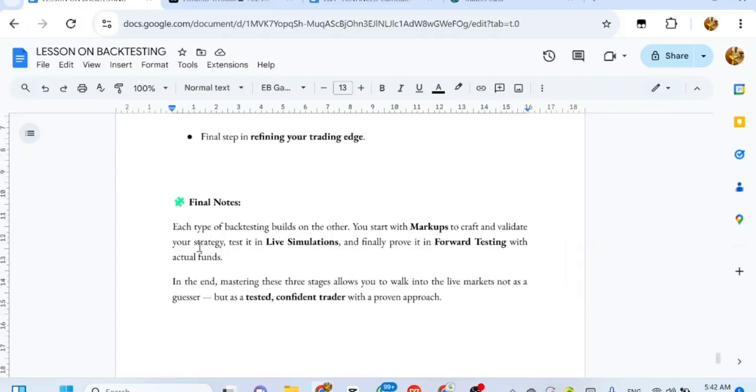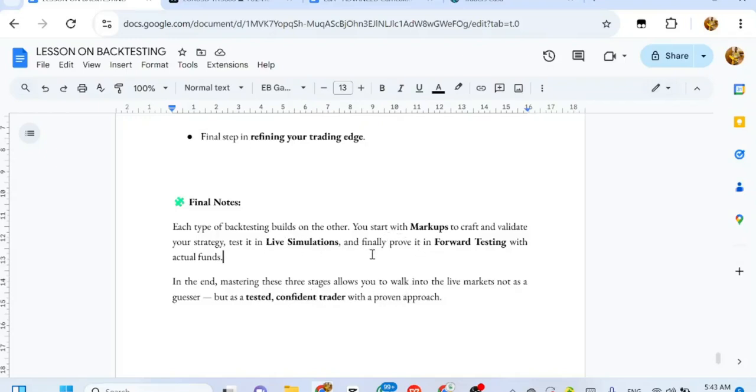So final note: each type of backtesting builds on the other. You start with markups to craft and validate your strategy. You test it in live simulations, and finally prove it in forward testing with actual funds. Right? Yeah. In the end, mastering these three stages allows you to walk into the live market not as a guesser, but as a tested, confident trader with a proven approach.